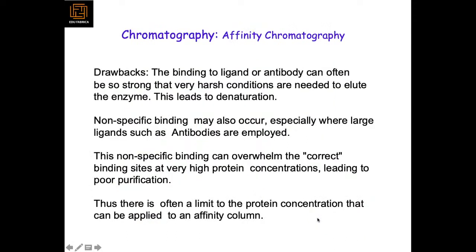There are some drawbacks: proteins bind to the ligand antibody so strongly that harsh conditions are needed to elute them. Non-specific binding may also occur, and this non-specific binding can overwhelm the correct binding sites at very high protein concentrations, leading to poor purification.